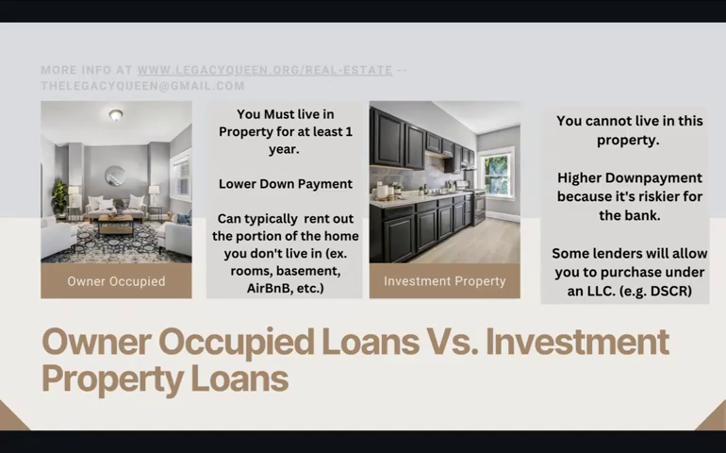If I don't plan on living in the property, they're typically going to require a higher down payment because it's more risk. You're not even living there. On average, it's around 20%. So for that same condo, if you're not going to live in it and you use an investment loan, you would have to pay 20% down. That's $20,000 on a $100,000 property.